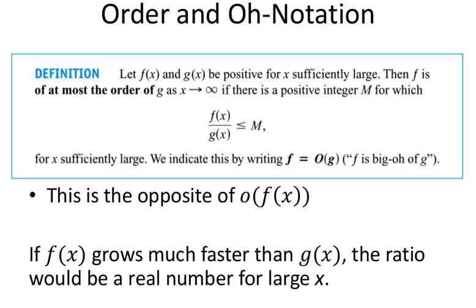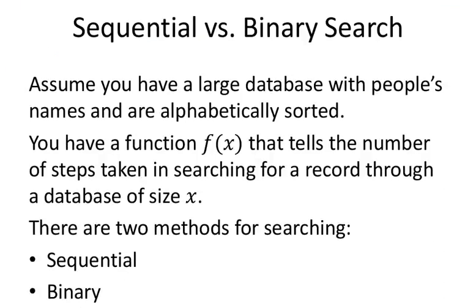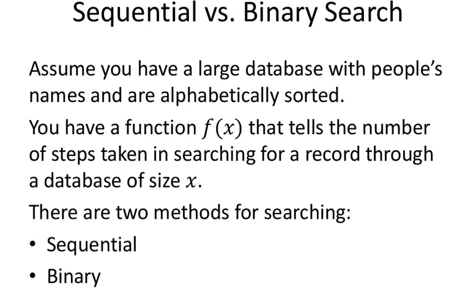So basically, to summarize it, if f of x grows much faster than g of x, the ratio would be a real number for a large value of x. And this big O notation is used a lot in computer science. If you're in the computer science and computer engineering realms, this is a very important topic.